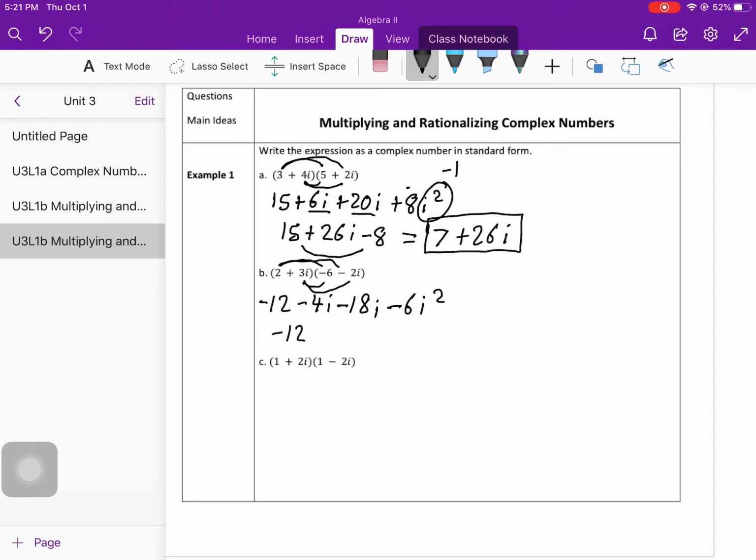We combine our middle terms, so we get -22i. Now this over here becomes a -6 times -1, which becomes +6. So we really have to be careful with those i squareds. It always changes the sign. So then combine the like terms on the outside, -12 and +6 gives us -6, and then minus 22i at the end.